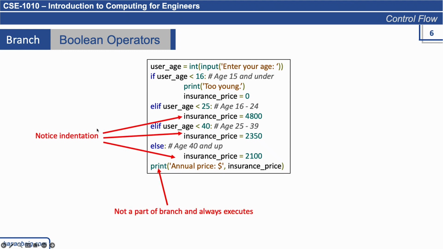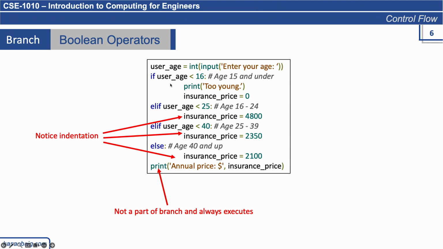Here you can see indentation. If a piece of code is indented underneath this block, it is considered a part of this condition. Once this condition is satisfied, this statement will be executed. We can have multiple instructions indented underneath the same condition, which means the entire block will be executed, all of the indented instructions. Here you can see this one is not a part of the branch and it would always execute.